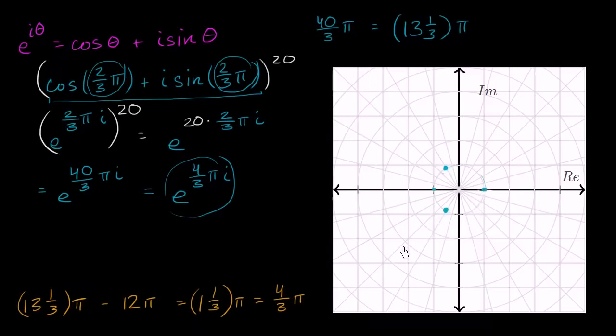So how does this make conceptual sense? The number to the first power was right over here. That was our original number in blue. If you raise it to the second power, you're increasing the angle by 2/3 pi to go there. You raise it to the third power, you increase the angle by 2/3 pi again, and you go over there. Fourth power, you get back here. Fifth, sixth, seventh, eighth, ninth, 10th, 11th, 12th, 13th, 14th, 15th, 16th, 17th, 18th, 19th, 20th power gets us right over there.